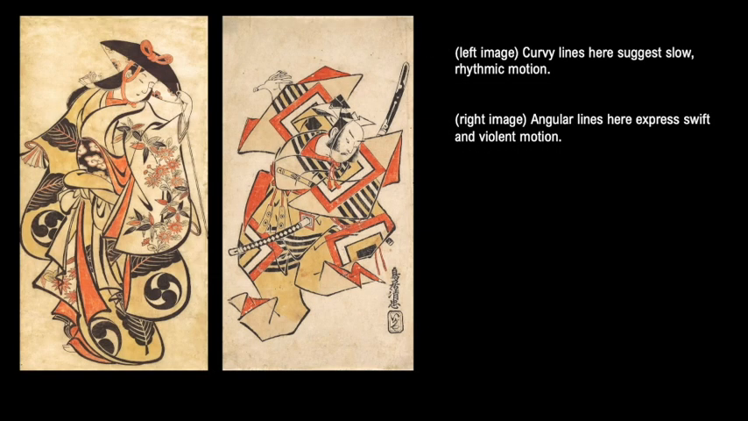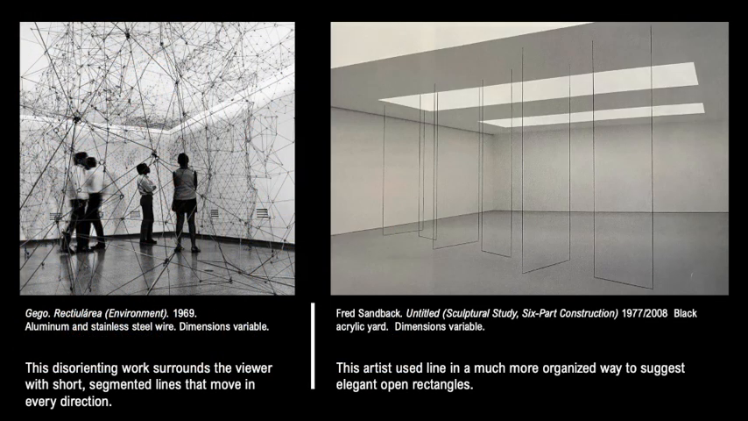These two Japanese prints have similar subjects, kabuki actors, but they use line in radically different ways. If you look at the image on the left, the line is curvy and it suggests slow, rhythmic motion. In contrast, the image on the right uses more angular lines to express swift or violent motion. Very, very different feeling.